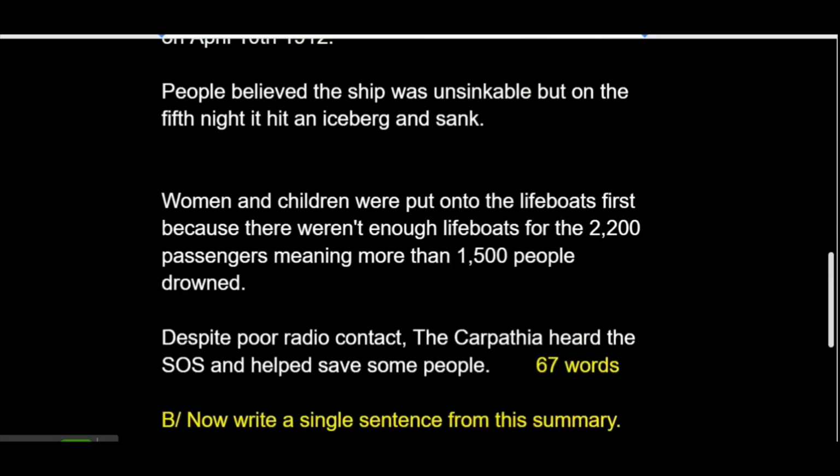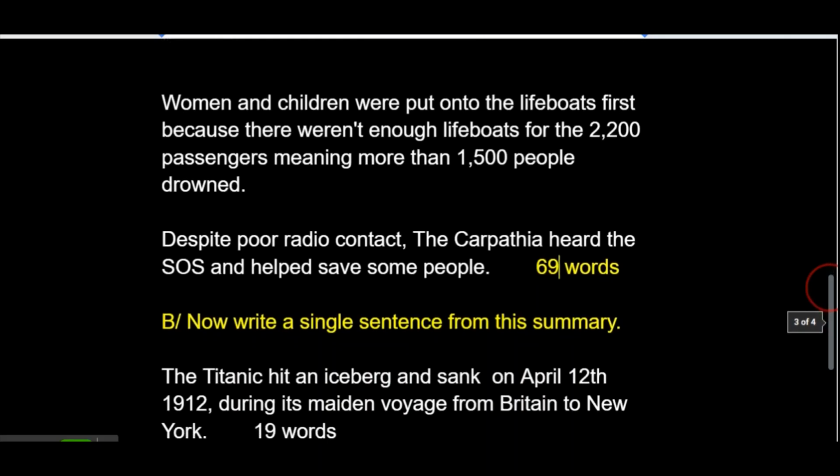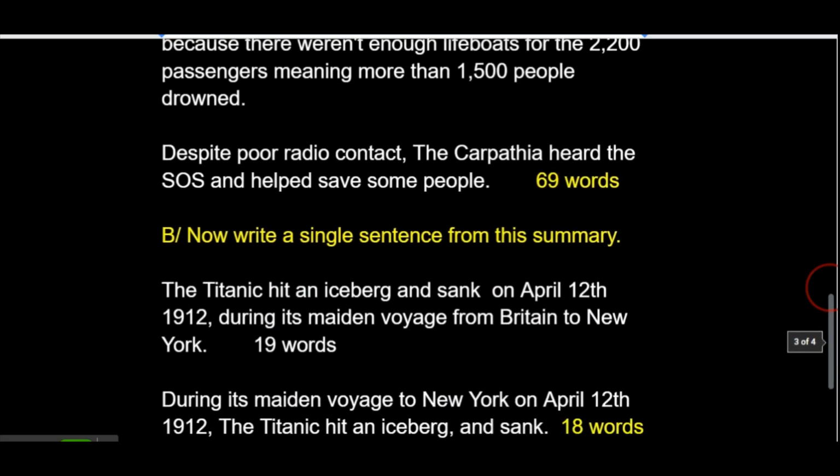More than 1,500 people drowned. And so I now need to add those two words to my total number of words. So I've got 69 words, and I'm happy with that. So now the next thing I have to do is write a single sentence that covers the whole of the text, that really identifies what my summary is really about. And my sentence is 19 words long, and it's: the Titanic hit an iceberg and sank on April the 12th, 1912, during its maiden voyage from Britain to New York.